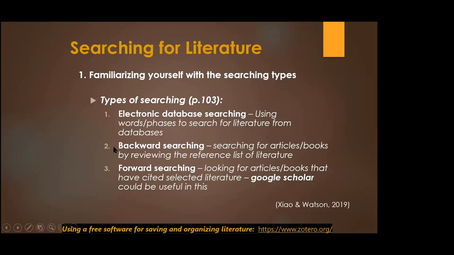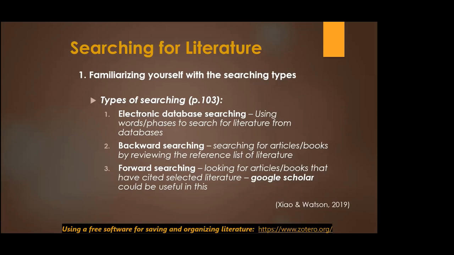The last two are all more about a manual way of getting access to literature. The first one will be backward searching. This means that, let's say you first search for literature and you came up with a few of them, right? Then you can take some of them that are promising, and look at the reference list. Based on the information of the references, that will help you search for other literature, right? So think about this like snowball sampling.